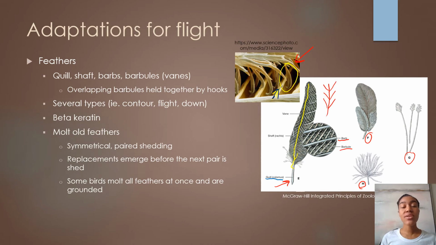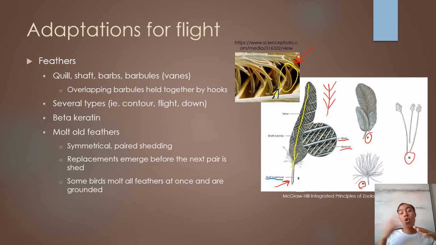And so the feathers of a bird do get old and they need to be replaced. And so this shedding of old feathers and replacing with new feathers is called molting. And for most birds, or a lot of birds, this molting process is symmetrical. And so let's say you have a bird and on one wing it needs to remove a feather. It will also remove an old feather from the opposite wing as well. And this allows the bird to keep its body weight symmetrical.